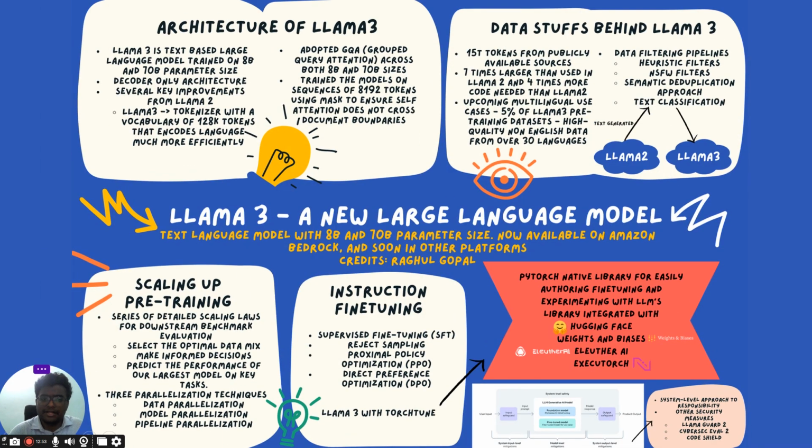This is all about the Llama 3 model. To be more precise, I want to say one more time that Llama 3 is a new text-based large language model which comes in two different parameter sizes. One is 8 billion, and the other is 70 billion.